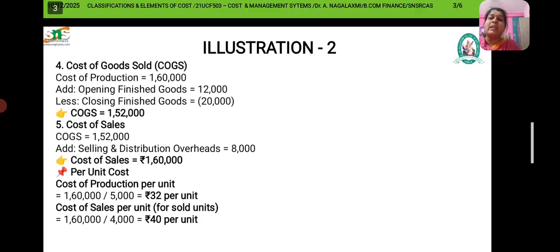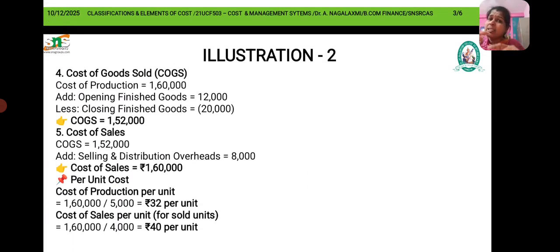Now we are going to see the next one, cost of goods sold. This term is not seen in the previous sum because here additional information is given as opening finished goods and closing finished goods. So when this information is given, we are supposed to find out cost of goods sold. Cost of goods sold means cost of production 1,60,000 that we ascertained plus opening stock of finished goods minus closing stock of finished goods. That is 1,60,000 plus 12,000 minus 20,000, and we get cost of goods sold as 1,52,000.